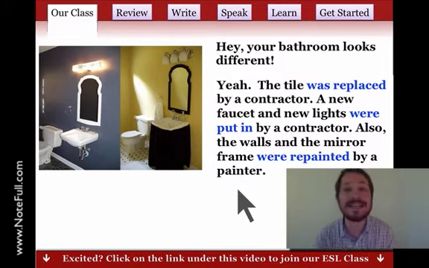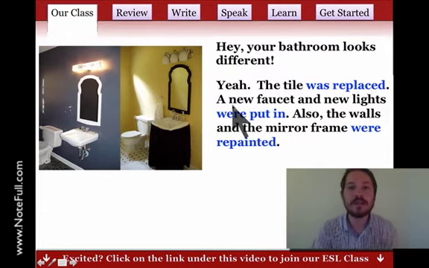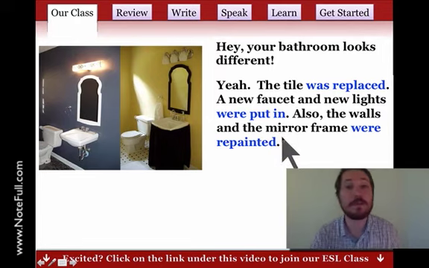If I want, I can take that out. Maybe it's not important. You say, well, the important thing is the tile. We don't care who did it. So we say, yeah, the tile was replaced. A new faucet and new lights were put in. Also, the walls and the mirror frame were repainted.